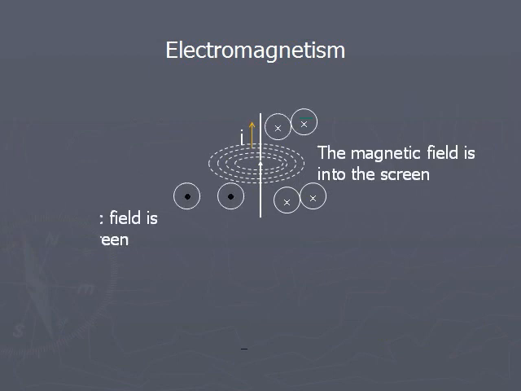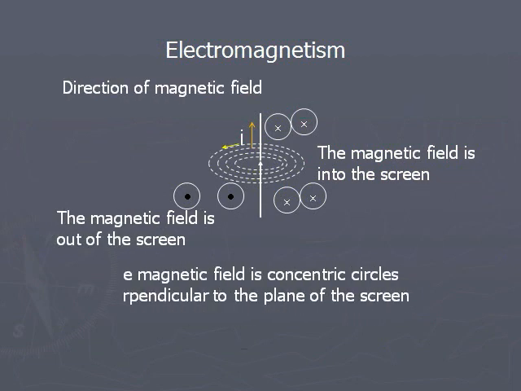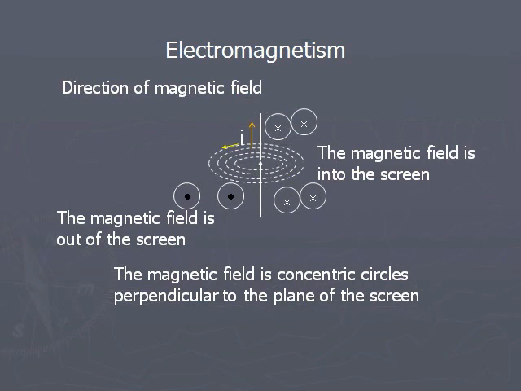Now to understand the direction of magnetic field, on the left side the magnetic field lines will be coming out of the screen. On the right side the magnetic field lines will be going into the screen. You have to imagine that the circles are in a plane perpendicular to the plane of the screen. So the circles are situated in a horizontal plane, and the magnetic field lines are coming out of the screen to the left of this conductor and going into the screen to the right of this conductor.